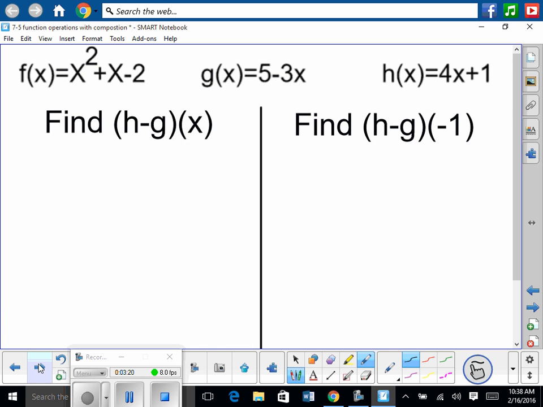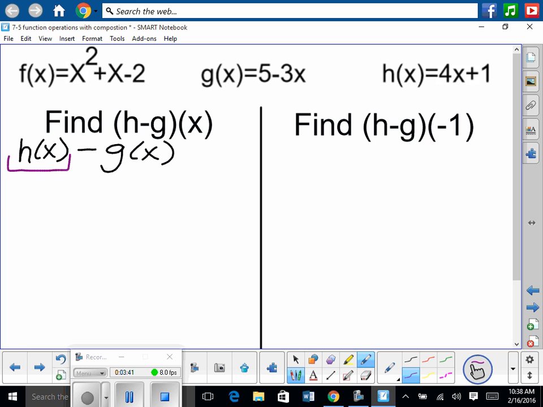Stay with me. f of x, g of x, h of x. The same three functions, guys. We're now finding h minus g of x. So isn't that just h of x minus g of x? Okay, this is where most people mess up. But guys, at this level, I do expect you to not mess up on subtraction. We're at this level, we should not be messing up on something of this level, okay?